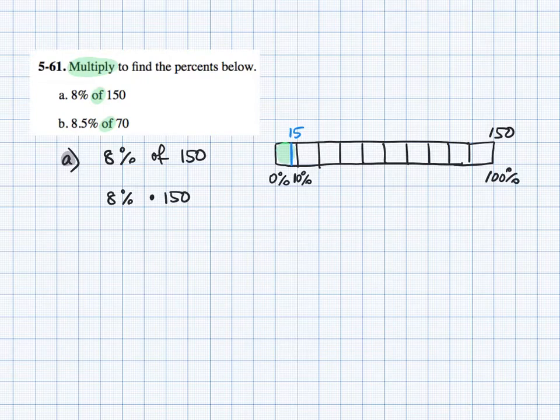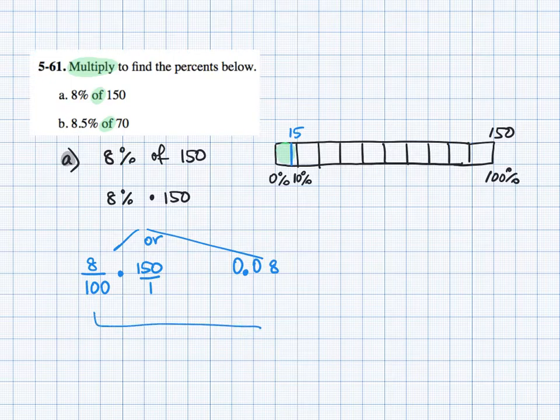Now when I have percent, it means out of 100. There are two different ways I could do it. The 8% means 8 out of 100 times 150. That's one way. The 150 we can write over 1, so we represent it as a fraction and then multiply by another fraction. Or we can change the 8% to a decimal. 8% is 8 out of 100, or 8 hundredths. Think of it as 8 cents. That's the decimal equivalent of 8%.